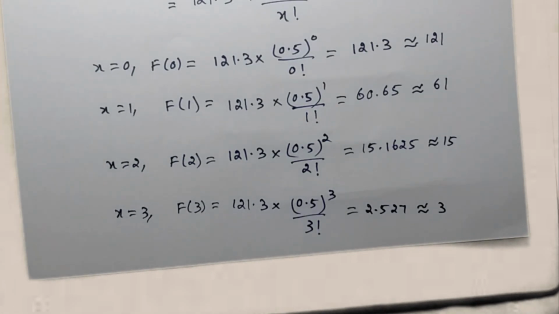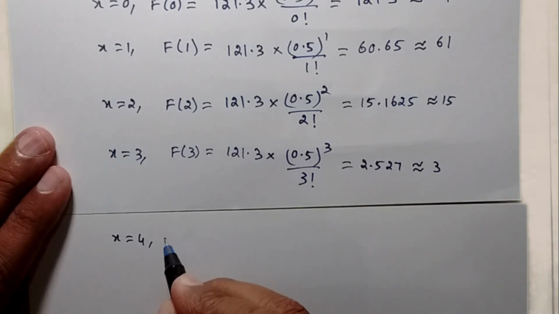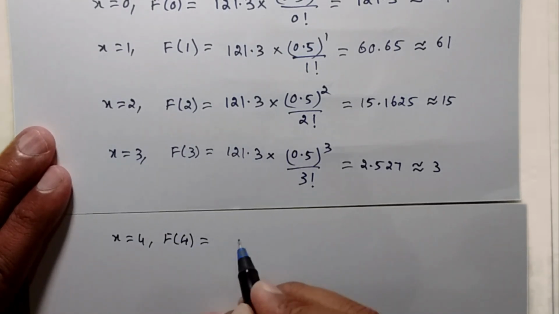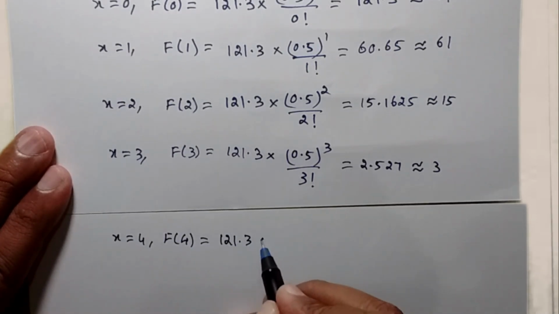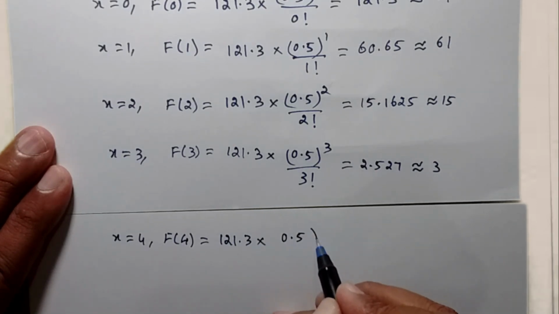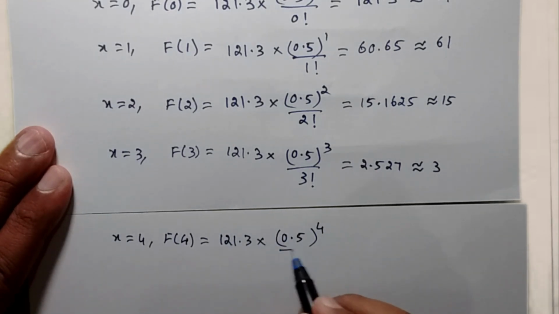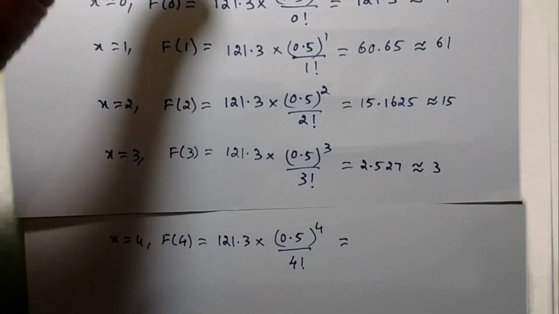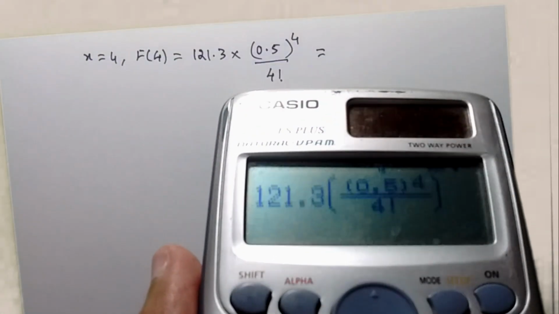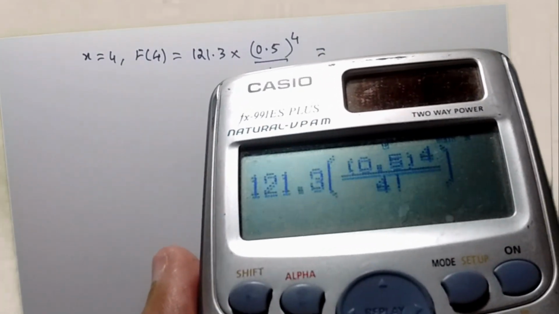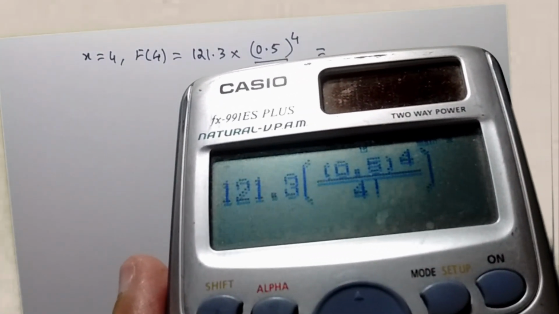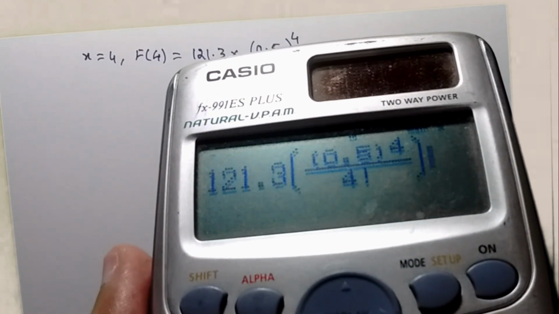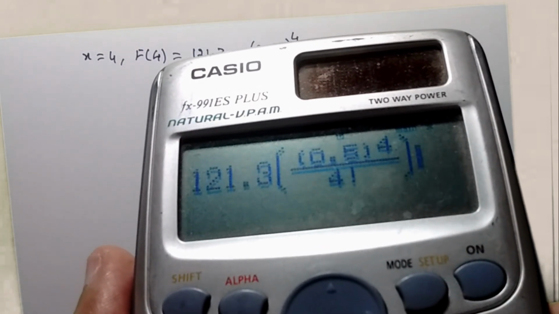Next, for x equals 4 we need to evaluate. So we will be getting f of 4 equals 121.3 into 0.5 to the power of 4 divided by 4 factorial. You can simplify this result. I have typed 121.3 into 0.5 to the power of 4 divided by 4 factorial, which is 24.